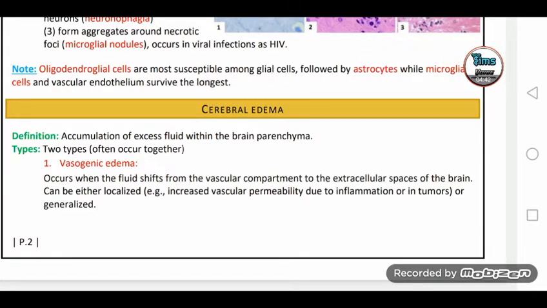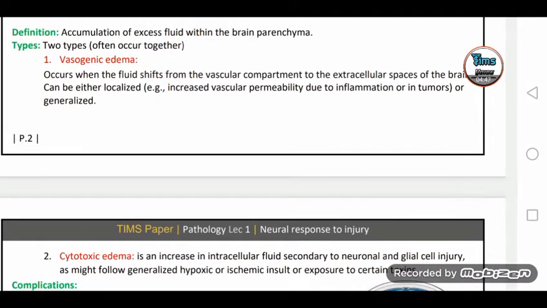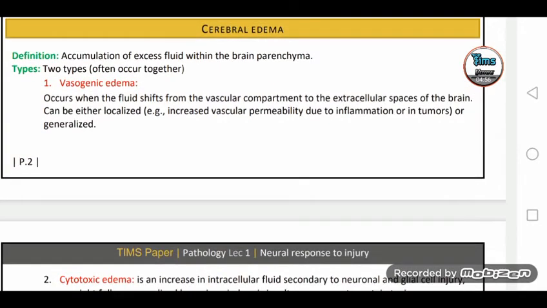The first one is physiogenic edema. The second one is cytotoxic edema. So physiogenic edema occurs when the fluid shifts from the vascular compartment to the extracellular spaces of the brain. It can either be localized or generalized. So basically, we have blood vessels going in the brain. Physiogenic edema occurs when the fluid of the blood vessels moves from these vessels outside to the extracellular compartment between the neurons.